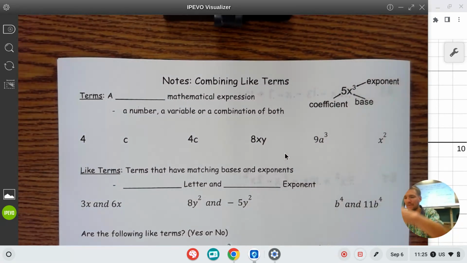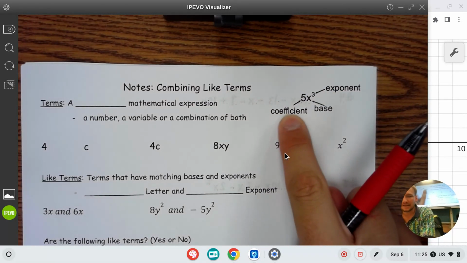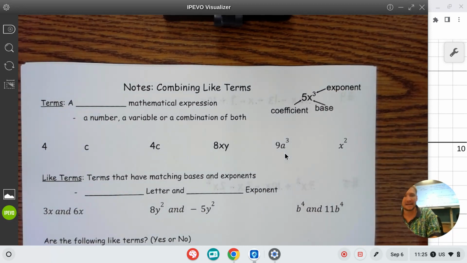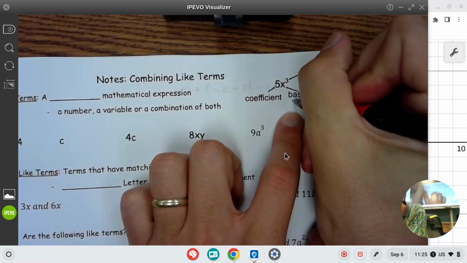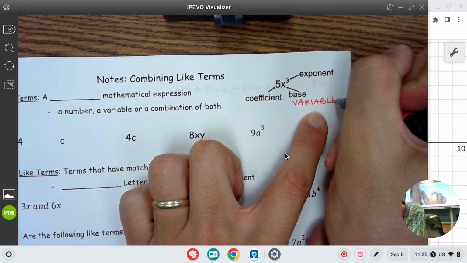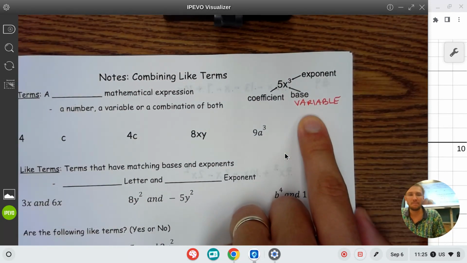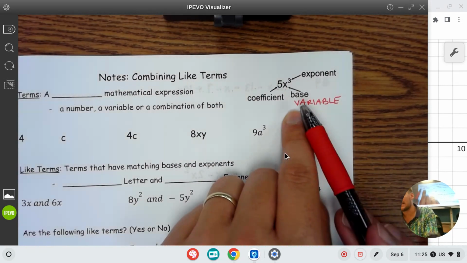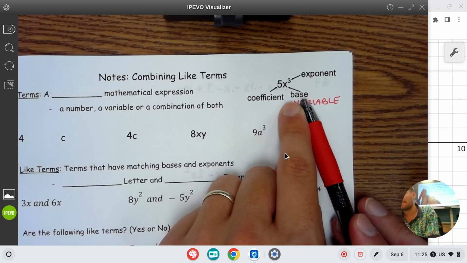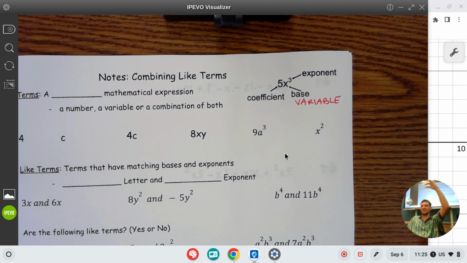We already did a warm-up identifying what like terms are. We're looking at coefficients that don't really matter. Bases and exponents are super important. We use the word variable in class. So the first thing I would do is write down this word variable here. Variable, which means the same thing as letter. The reason they use the word base is because it kind of is called a base if you have the exponent, right? That little exponent attaches itself to the base, and so that's what we're looking at.